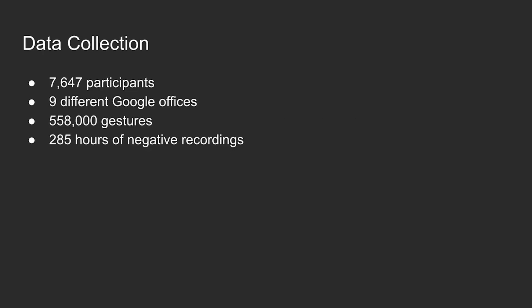We collected a large-scale dataset in our organization to train and test RadarNet. The dataset has 558,000 gestures from 7,647 participants at 9 different Google offices, as well as 285 hours of negative recordings where people performed motions similar to gestures in many different contexts. We split the recordings into training, development, and test sets. The data split into these sets was done on a user basis, meaning data from the same participant was not split into multiple datasets.